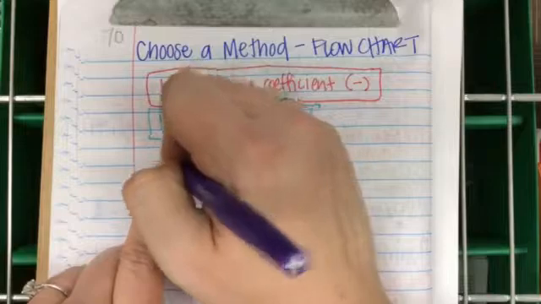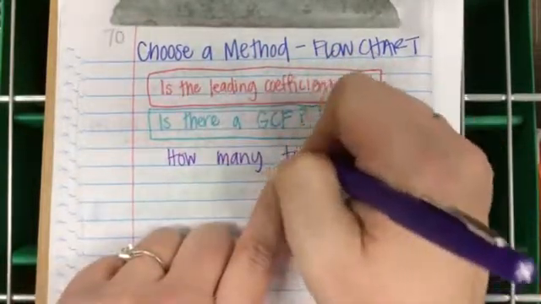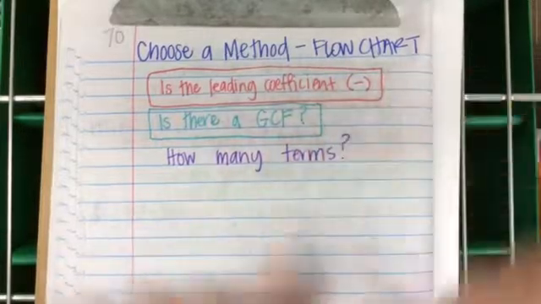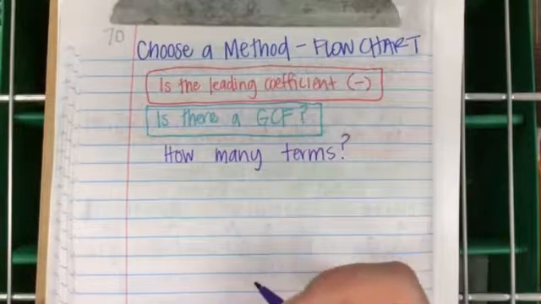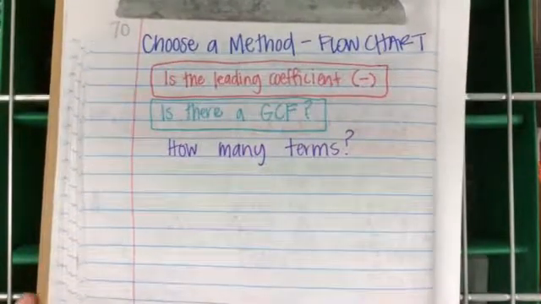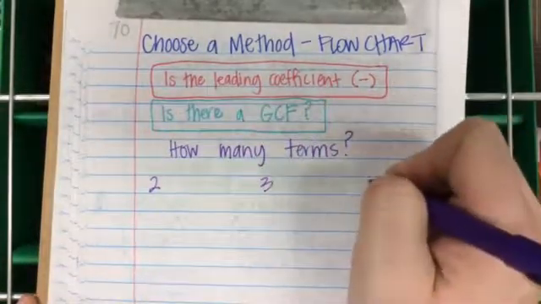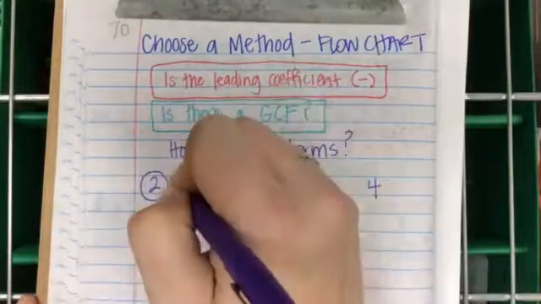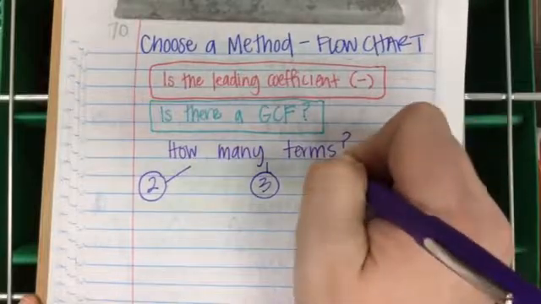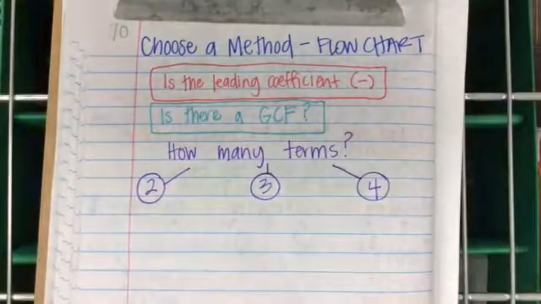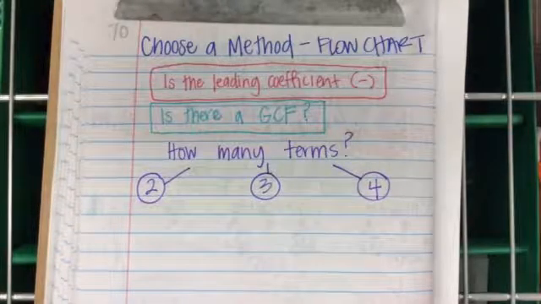Then we go to this. How many terms? What are our possibilities? 2, 3, and 4. How many terms are there? There can be 2, there can be 3, and there can be 4.